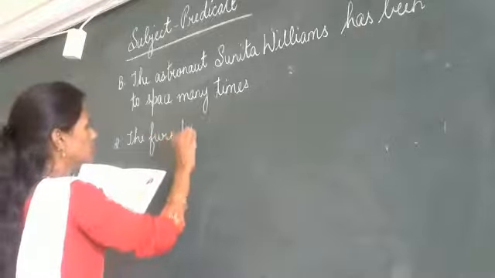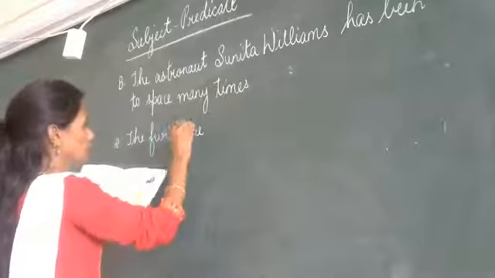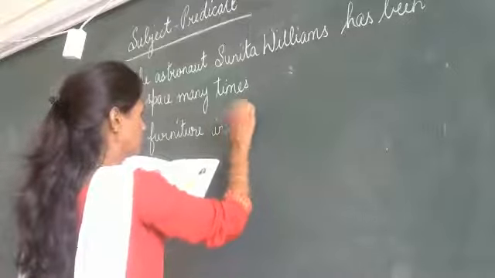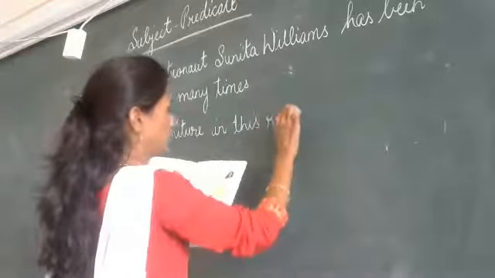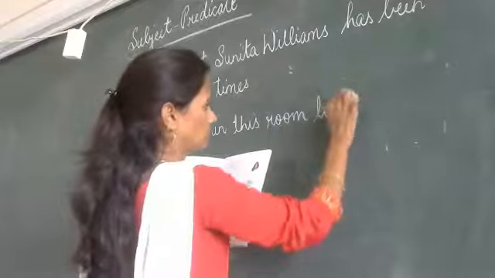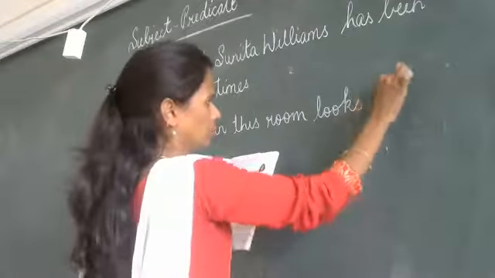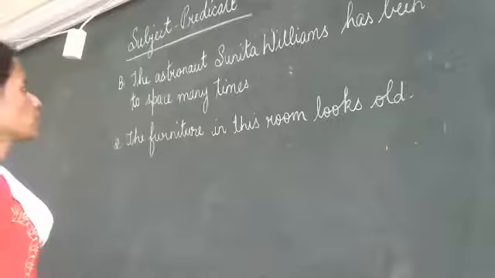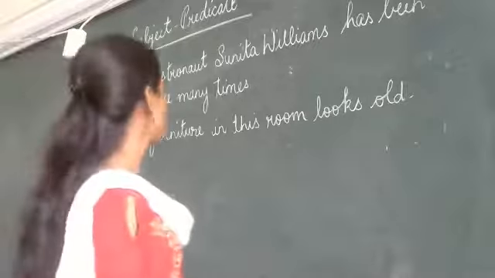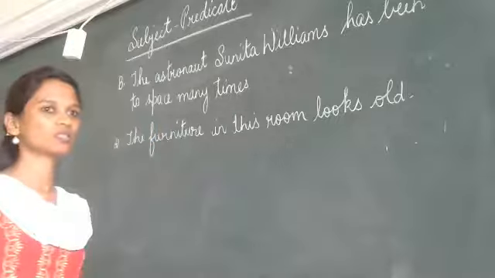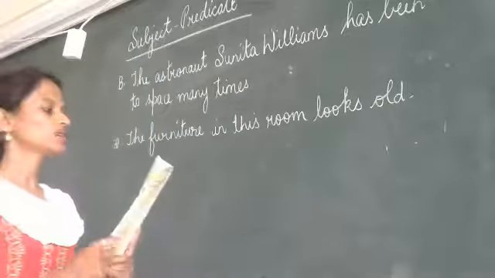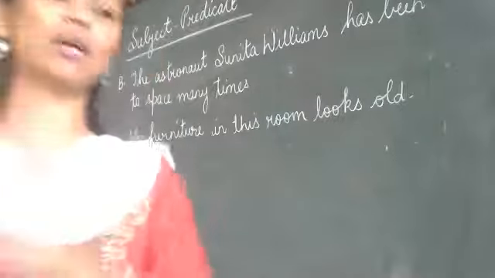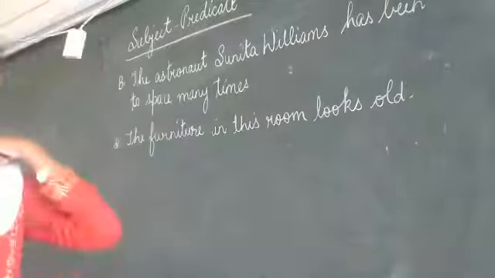Who will read the first sentence for me? The astronaut Sunita Williams has been to space many times. Now what have they told you? Circle the subjects, underline the predicates. Now tell me which is the subject here. Whom are we talking about?